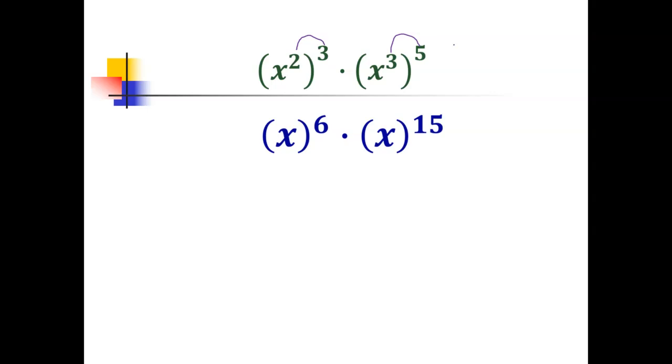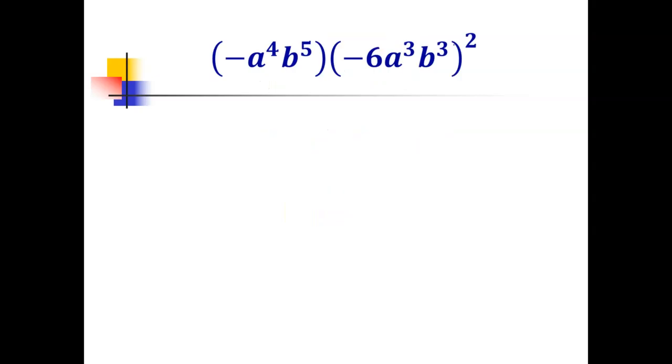Now, because the base is the same, x, I'm using the first rule, which is the product rule. So I'm going to keep my x as is, and I will add my exponents 6 plus 15. That will give me x to the power 21. So in here, I used the power rule, the second rule that I showed you after the product rule, which multiplies a power and a power, and then I used the first rule, which is the product rule, keeping the base x and adding 6 plus 15, which is 21. Let's try one more example.